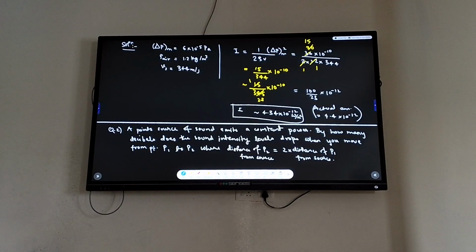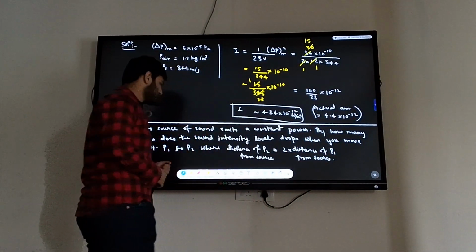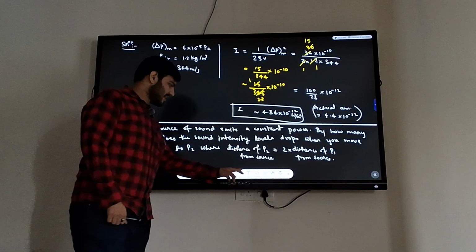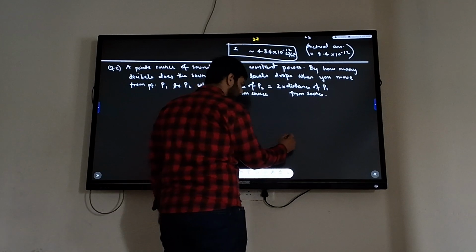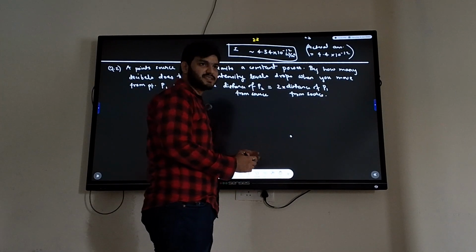एक और इनकरेक्ट. ठीक है, let me start with it then. It's given that the source of sound emits a constant power. Okay, अच्छा, let me make the diagram and then you tell me. Let's say this is a source of sound. It gives off waves in all possible directions.